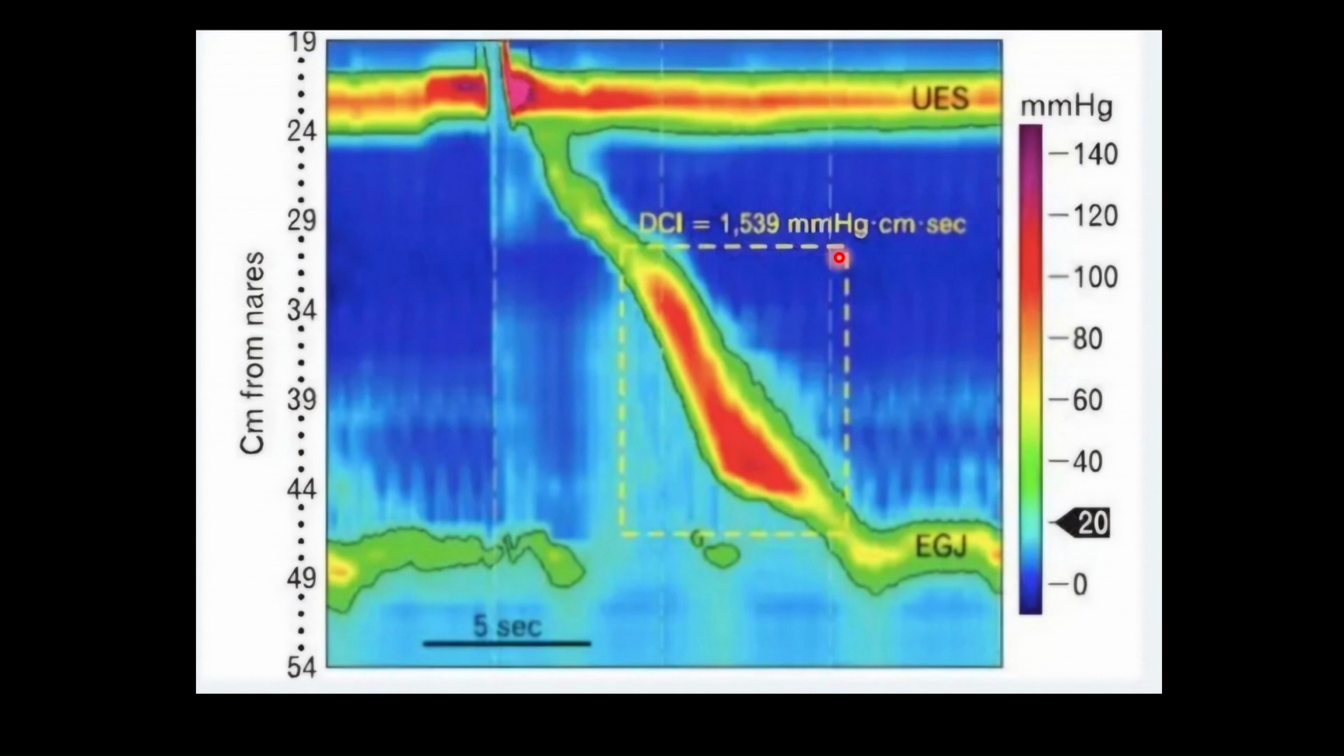As already discussed, the upper esophageal sphincter is an anatomical sphincter, therefore it is usually present in a high pressure zone. So it is present in the red area, which is usually around 120 to 140 millimeters of mercury. Whereas the lower esophageal sphincter is a physiological sphincter. Therefore, since it is a physiological sphincter, it is a low pressure zone.